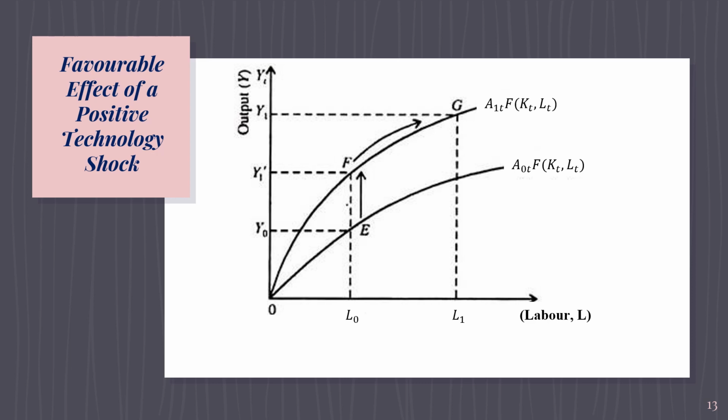From this understanding, it shows that the marginal product of labor will be greater at point F on the new production functions compared to point E on the initial production functions. You see, it is the rise in labor productivity due to the positive technological shock that, even with a given labor input of L naught, output rises from Y naught to Y1 dash.